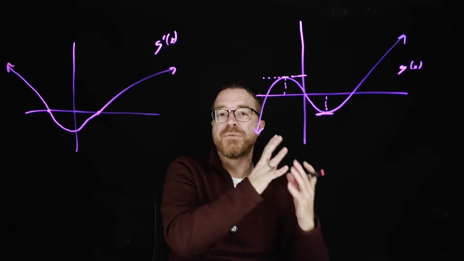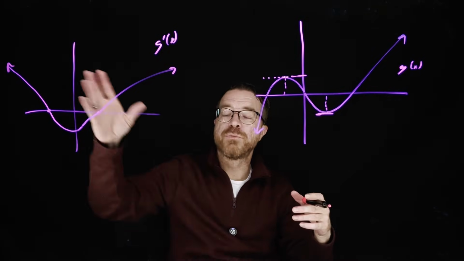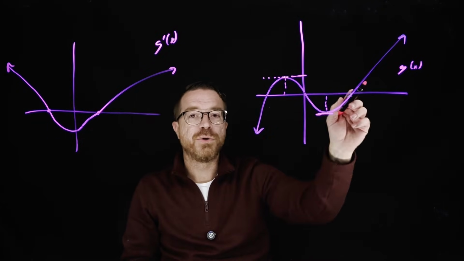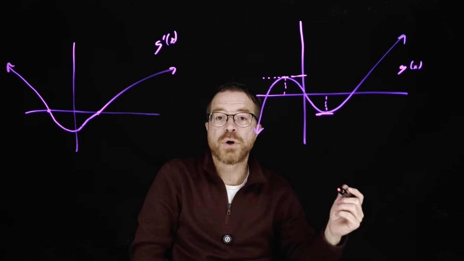which kind of makes sense because if you remember back when we first learned about this, whenever we have some function, every time we take a derivative, we're generally going to lose one of the curves. We had 2 curves here. Now we have a derivative with a single curve.